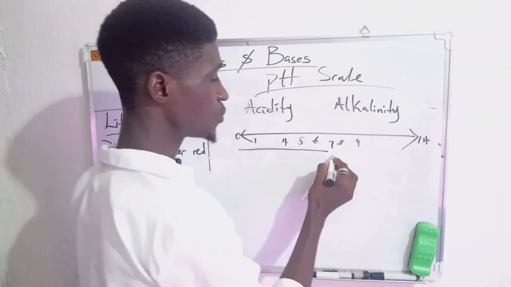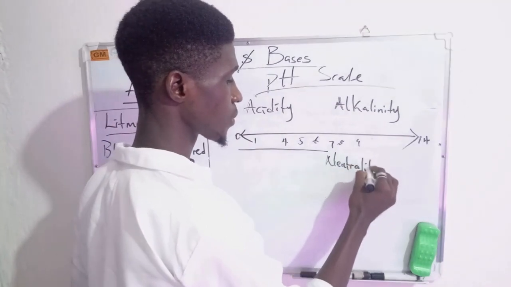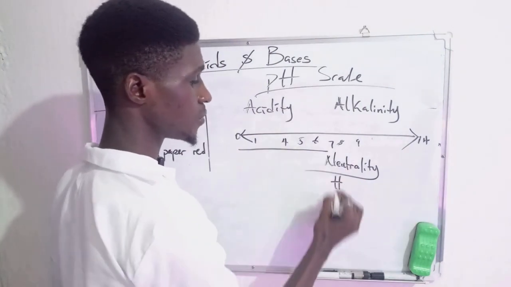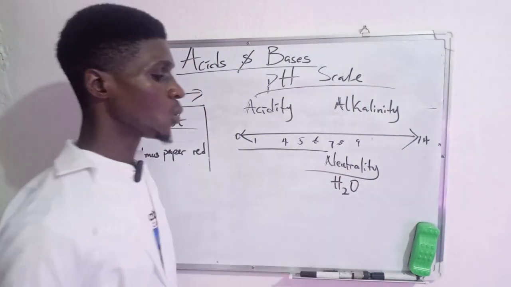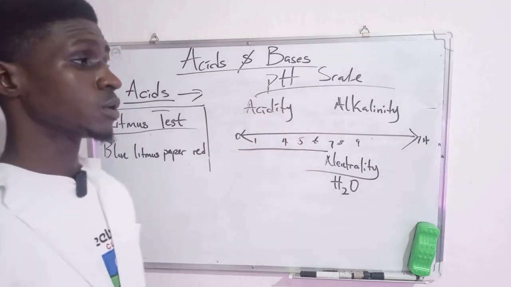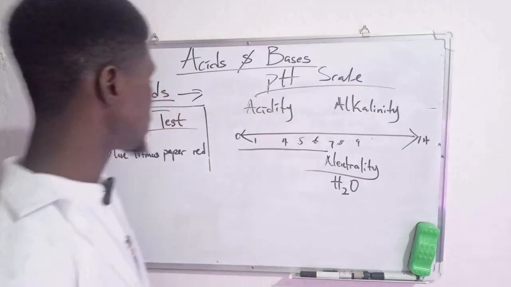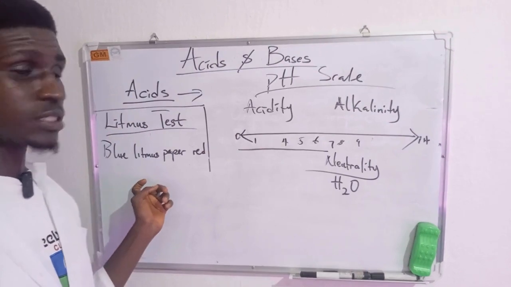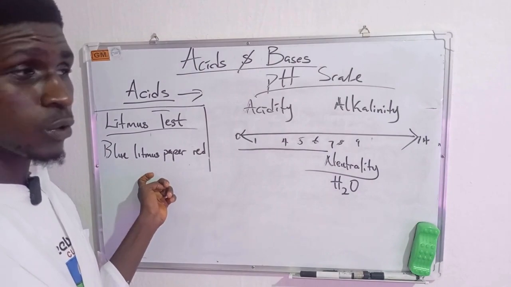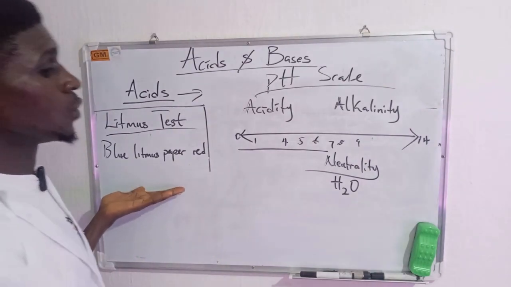Where 7 indicates neutrality. An example of a substance on this scale is water. Water is neutral. A lot of other substances are neutral, but let us limit what we know for now to water. The same thing happens with the litmus test. A lot of substances are neutral to litmus paper, but let us limit our knowledge for now to what we should know for acid.